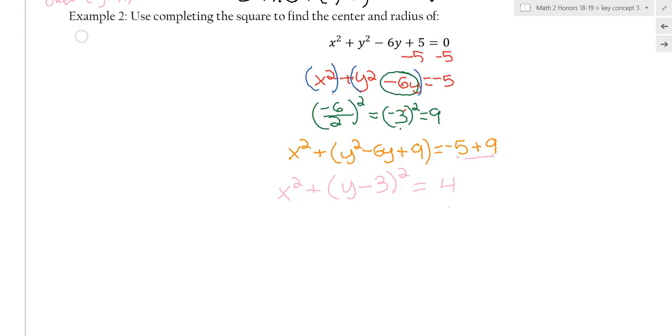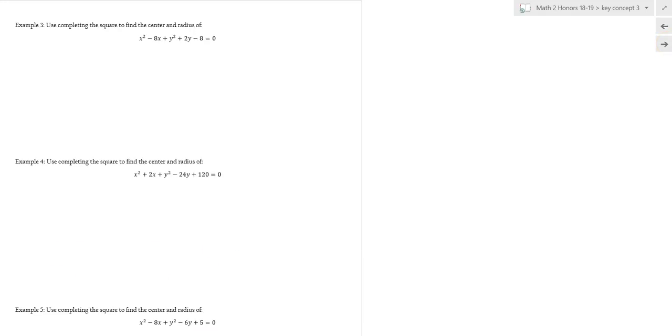Then, again, this looks just like something we looked at yesterday. So my center is at 0, 3. And my radius is the square root of 4, which equals 2. So without writing all the steps, these problems do go faster. As you get better and better at them, they will become a little quicker. All right, let's look at another problem.